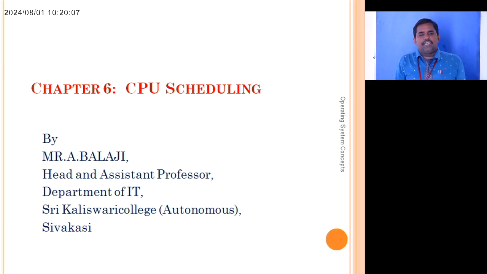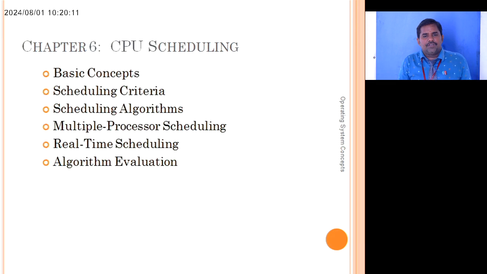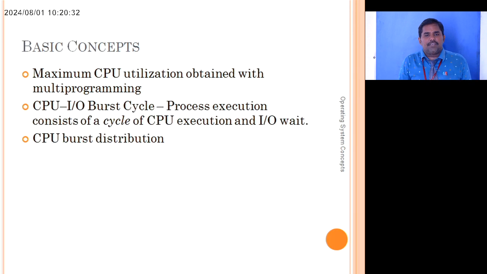CPU scheduling is the very primary topic in the operating system. So CPU scheduling has key topics of basic concepts, scheduling criteria, scheduling algorithms, multiple process scheduling, real-time scheduling, and algorithm evaluation. The scheduling algorithms are the very interesting and more important topic in the CPU scheduling chapter.